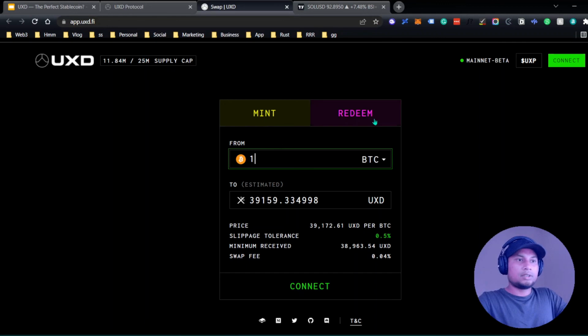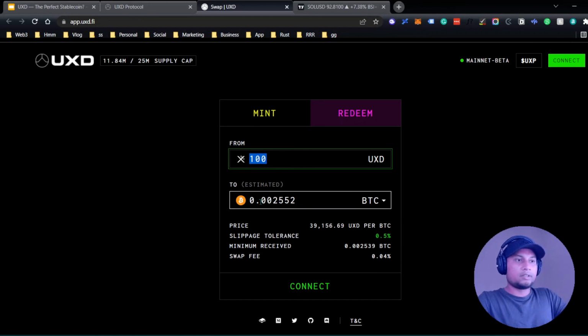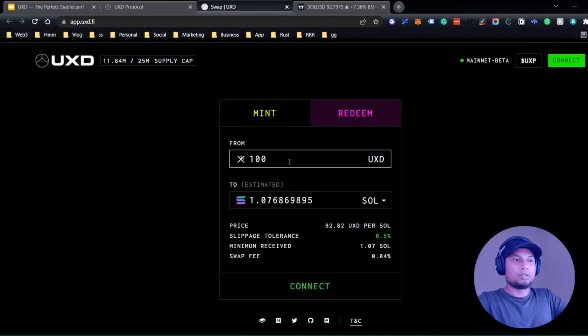And if you want to redeem it back, you just deposit, let's say, 100 UXD, which is USD-pegged but not backed by USD, so it just gives you back the collateral worth in BTC. If you want an ETH or Solana, you get the idea. If you want that, it'll give you an ETH. If you want a Solana, it'll give you in Solana terms. All right, so that's all for now.